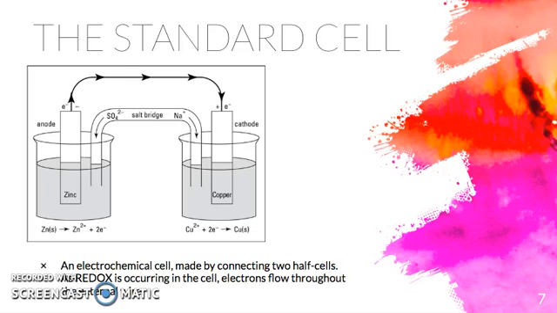Okay? And because you've got redox occurring in this cell here, you have your electrons flowing from one side to the other. So essentially it's creating electricity. Another word for this is actually just a battery.